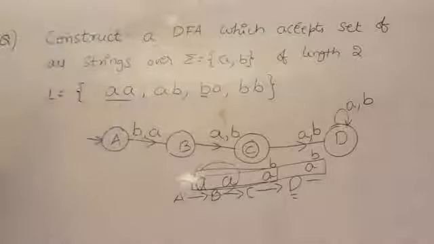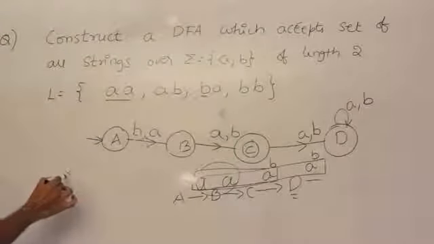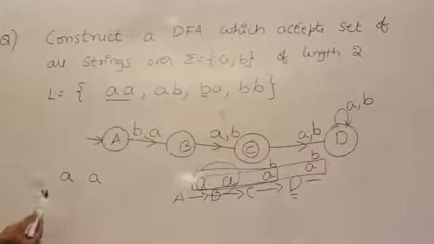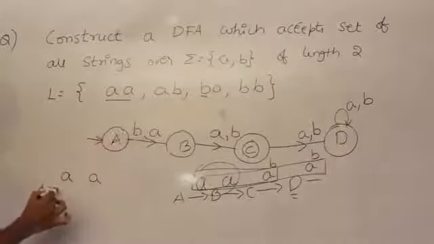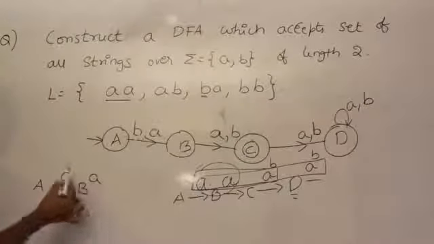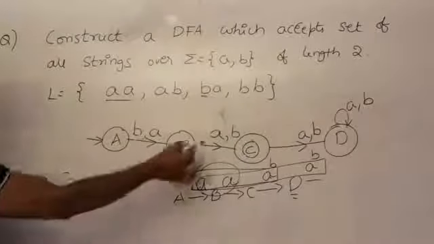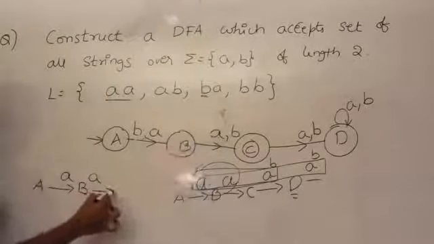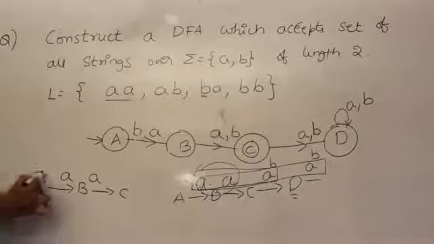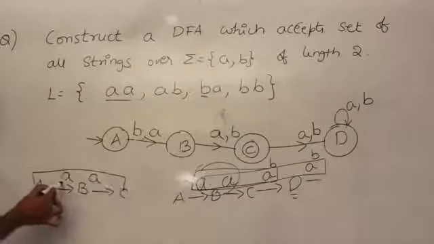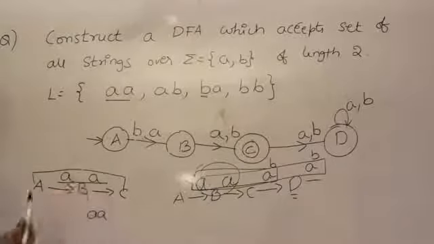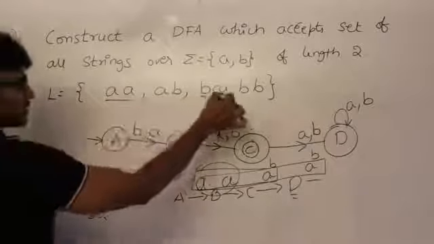Maybe we can take an example and trace it out. Let us say this string is AA. I am going to start at A, and on looking at small a, I am going to go to state B, and on looking at small a in state B, I will be moving to C. So we have moved from the initial state to the final state upon scanning the entire string. Therefore I say that this string AA is in the language. You can check it for all these strings.